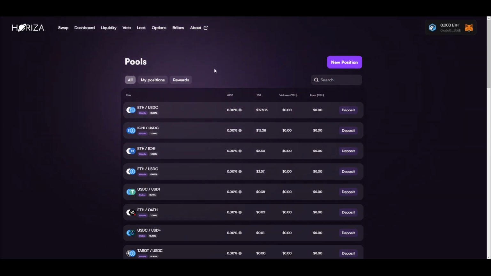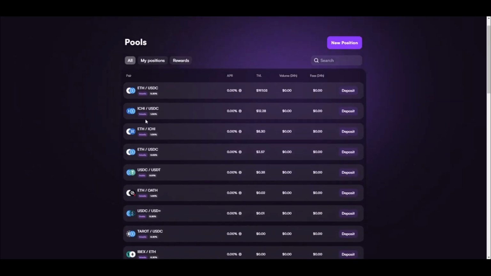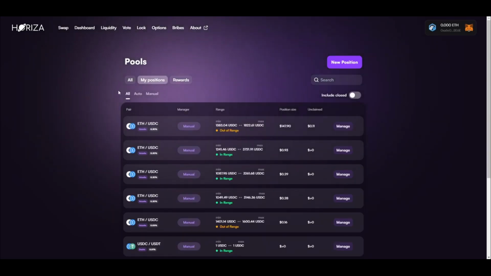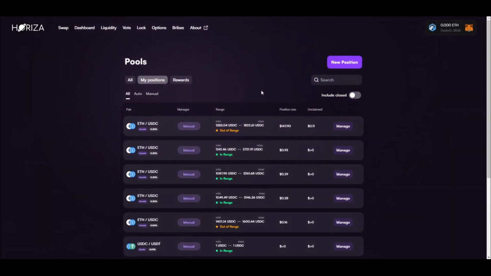So, on the page with pools, we see a list of all pools that are currently deployed in the protocol and important metrics on them. There are 3 tabs at the top of the screen: All Pools, My Positions, and My Rewards. The My Positions tab has 3 subtabs: All Positions, Automatic Positions, and Manual Positions. To understand how they differ, let's try adding a new position.